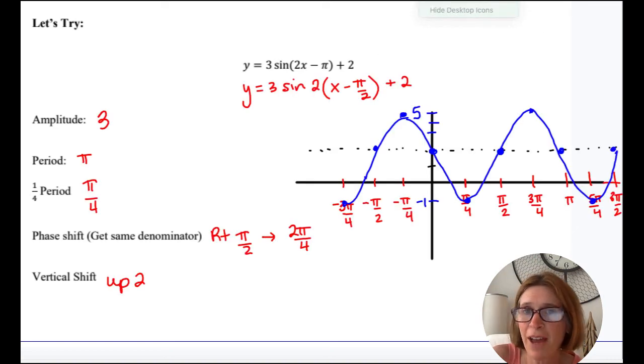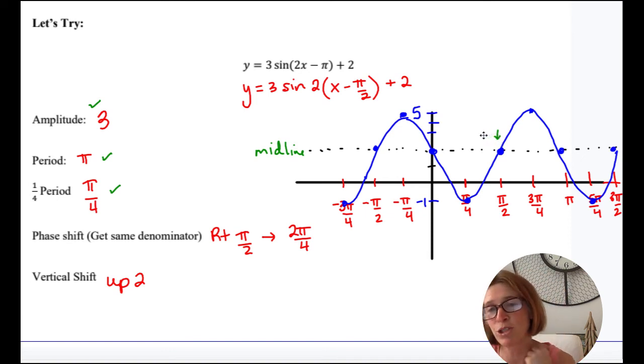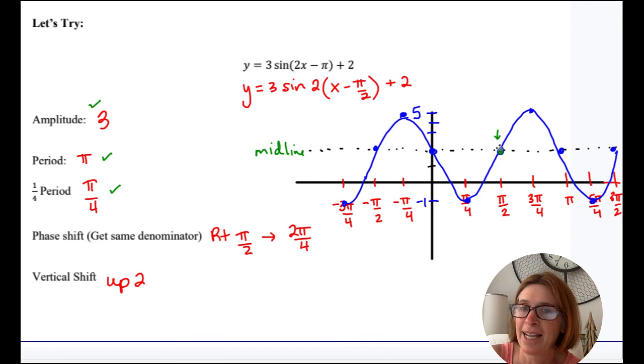Okay, so you're back. You tried this. I got an amplitude of 3. I made sure I factored out that 2 first, a period of pi, quarter period of pi over 4, phase shift right pi over 2, so I changed it to 2 pi over 4 to just make it easier for me, and a vertical shift up 2. My midline then became 2, and 3 up from that put me at 5 and negative 1. My usual starting point of 0 for sine moved to pi over 2, so right here at the midline. And I went up 3 pi over 4, 4 pi over 4, 5 pi over 4, and 6 pi over 4, and I simplified as I went. And then I drew in my new sine graph. So hopefully that was helpful.